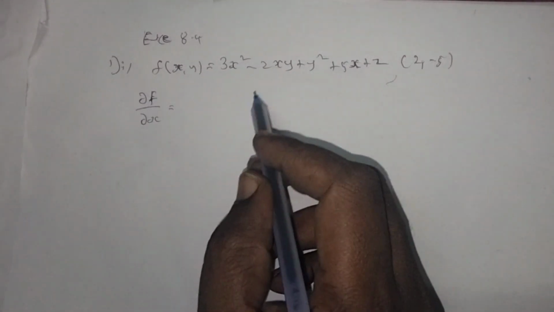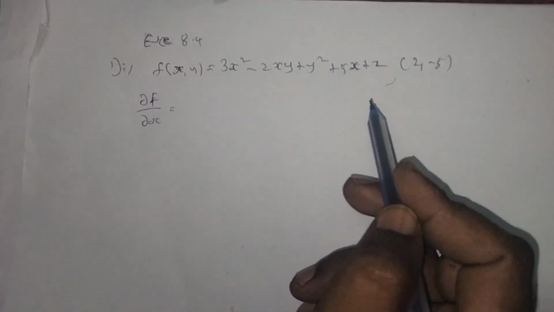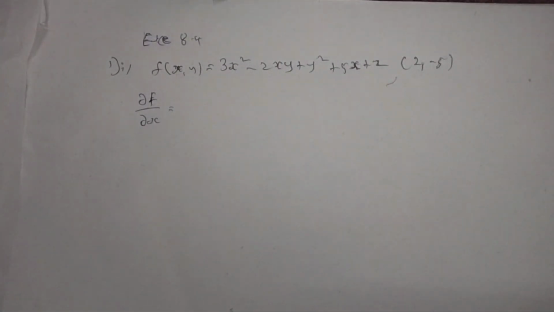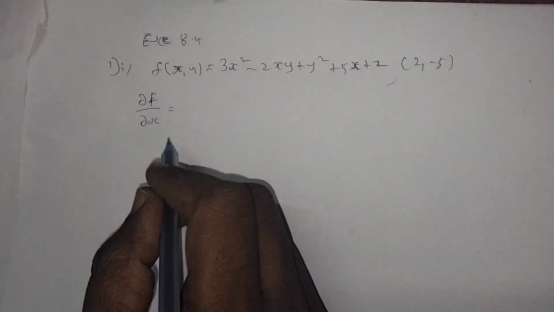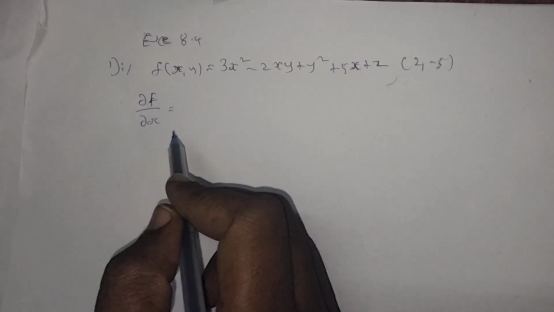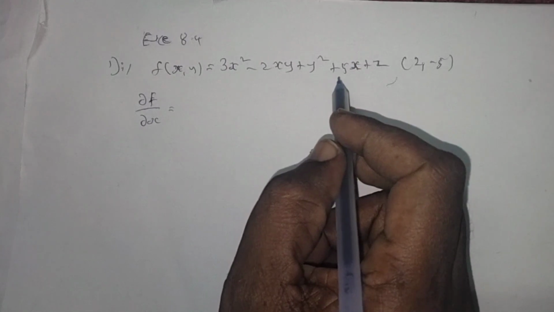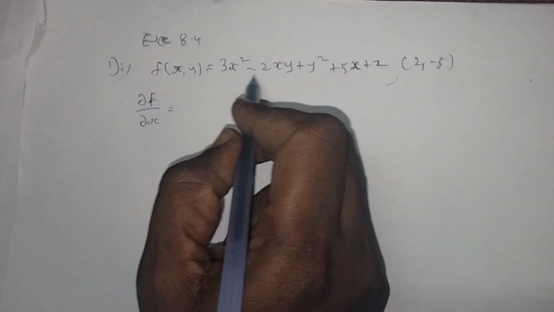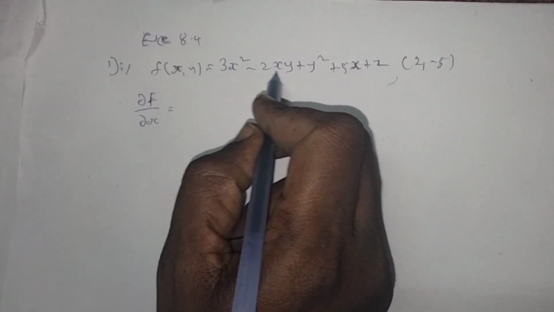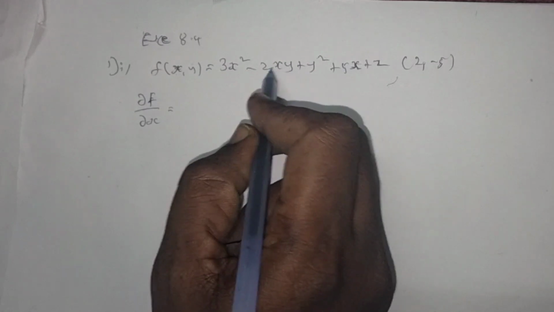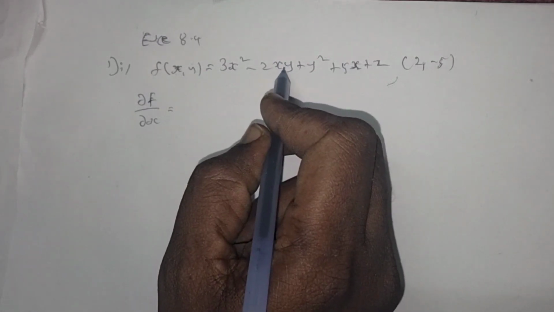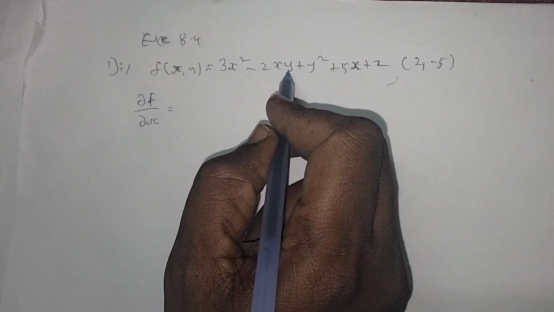So they asked to find the partial derivative with respect to x and with respect to y. First you are going to find with respect to x, so ∂f/∂x. And doing a partial derivative, we can consider this area only. Here it seems to be a multiple of two variables x and y, but in our ordinary differential calculus we are using the UV method.